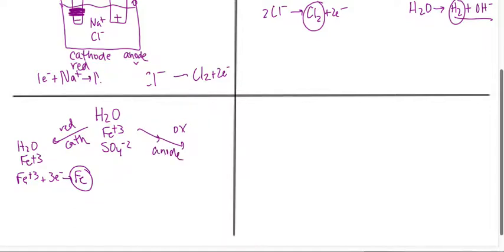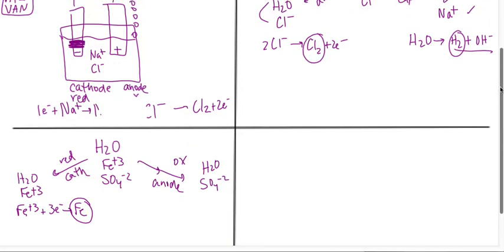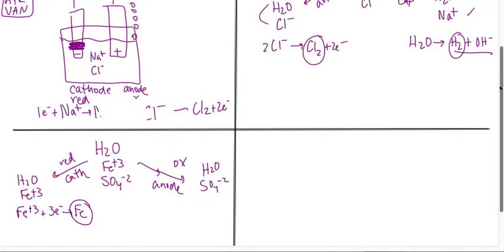What are our two options? Water or SO4 minus. Who's going to be oxidized? Water. How come? SO4 is a bear, meaning water is more apt to be oxidized than sulfate. So when we oxidize water, we make oxygen, and it's acidic. So we make oxygen gas and H plus at the anode and iron at the cathode.